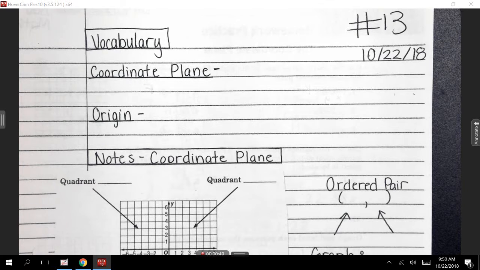So as of today, you'll have all of your vocabulary that you need for the test on Friday. All right, so a coordinate plane, guys. A coordinate plane is probably something you've seen before.